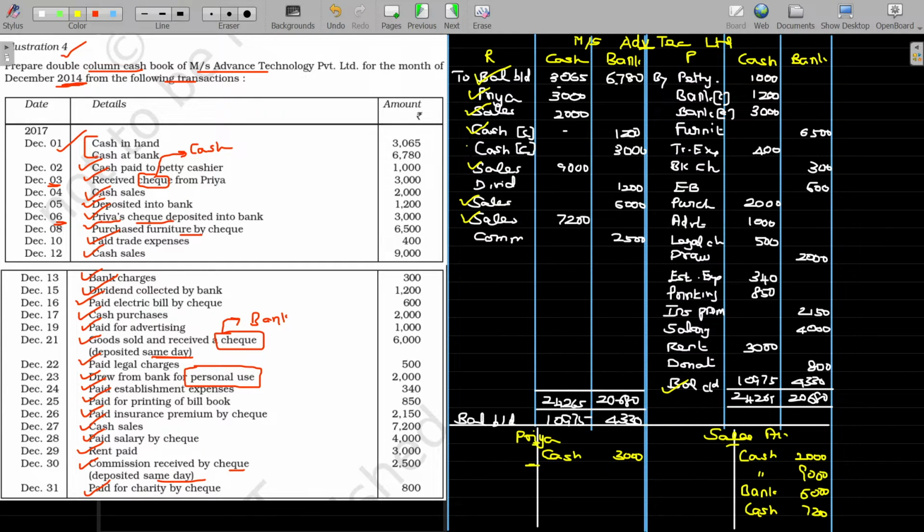Contra will not be posted anywhere. You just put the tick mark and leave it. Double entry is already over. One posting is the receipt side, and the other posting is the payment side, so it is automatically eliminated.